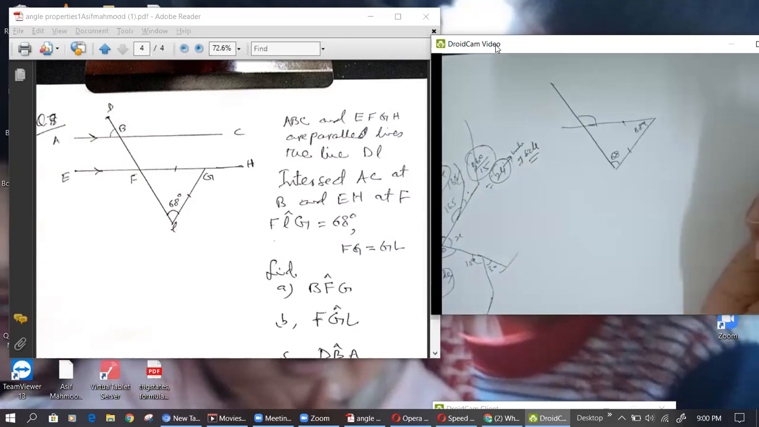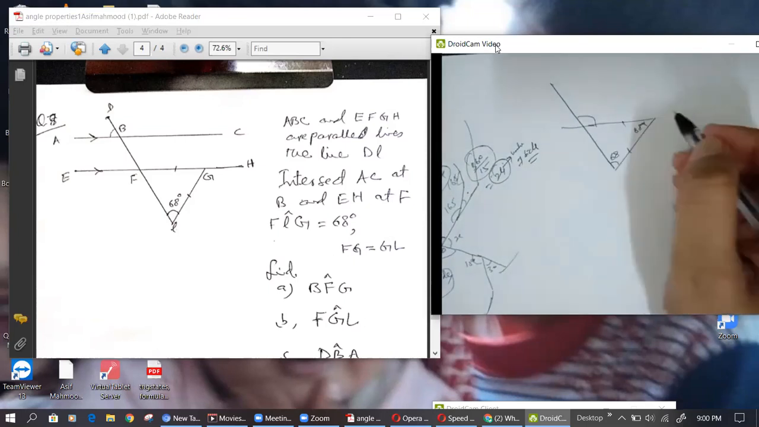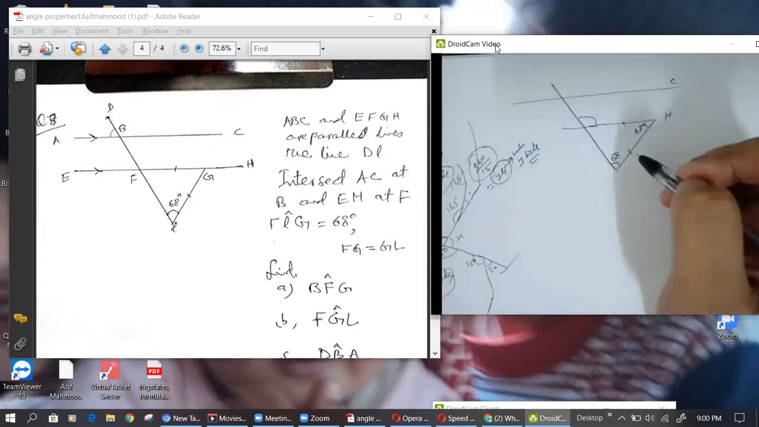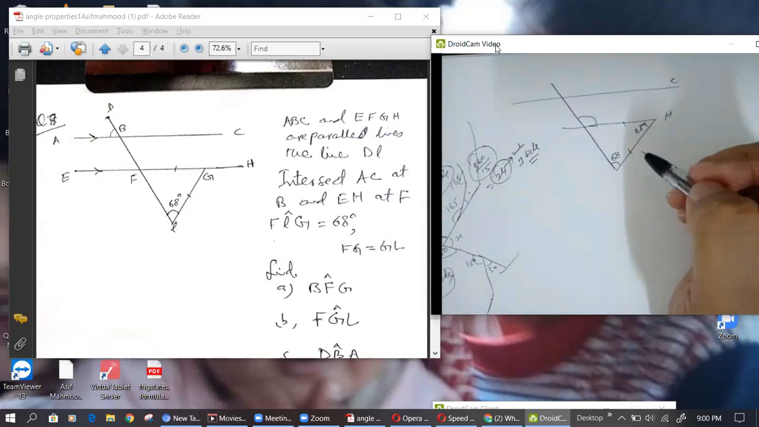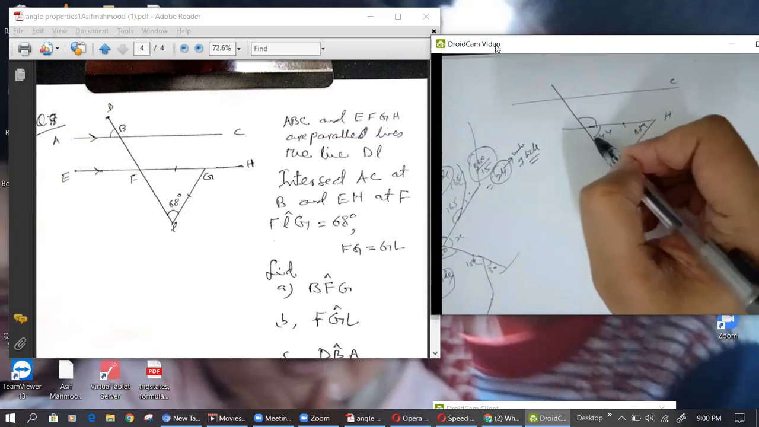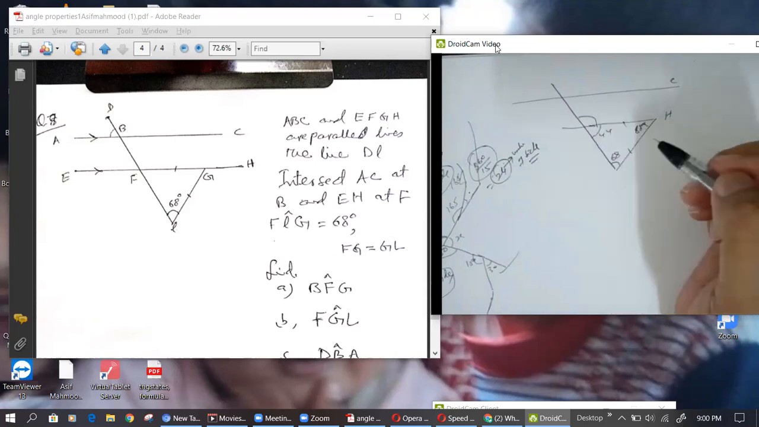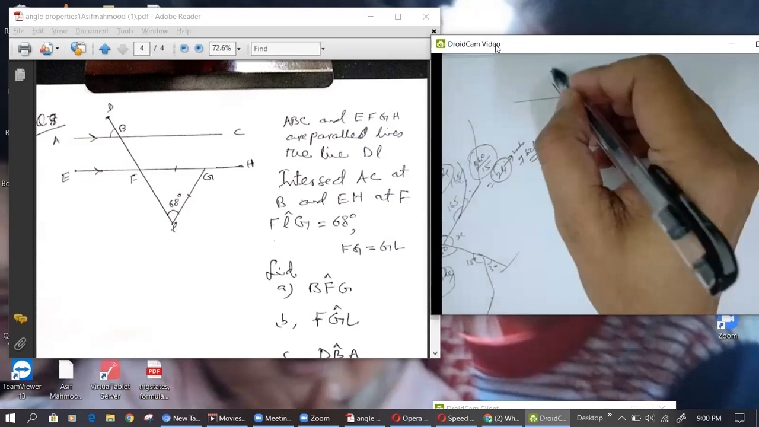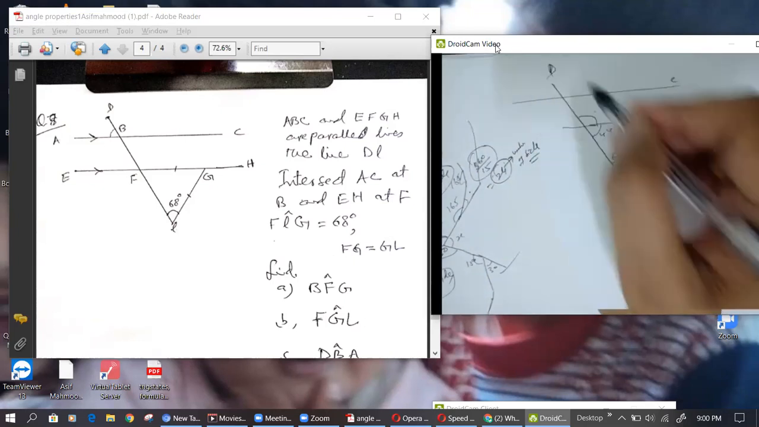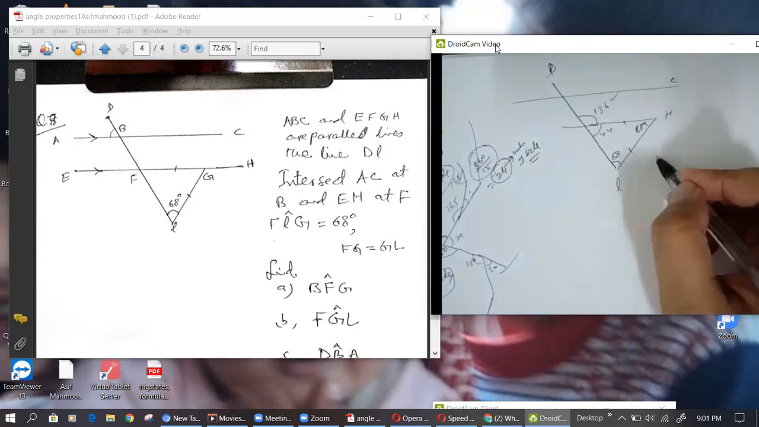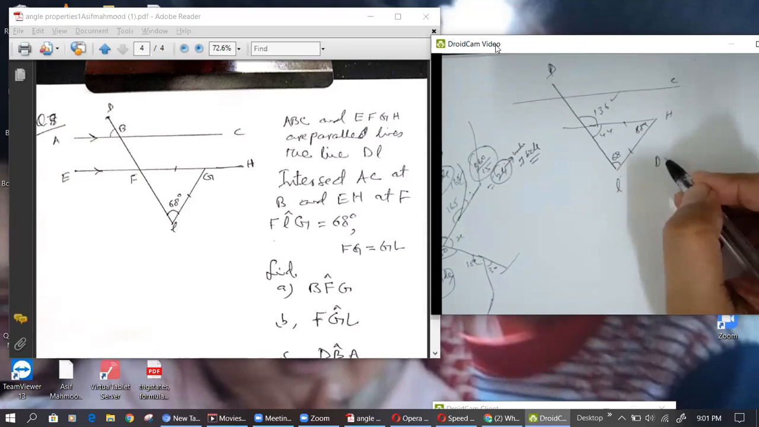What will you do now? GFL is 44. You get this one is also 44 by applying the property, and easily now 44. Now this and this one. Then BFG is 136. Okay, done. Very nice. The next is DFH equal to 136. You calculated.